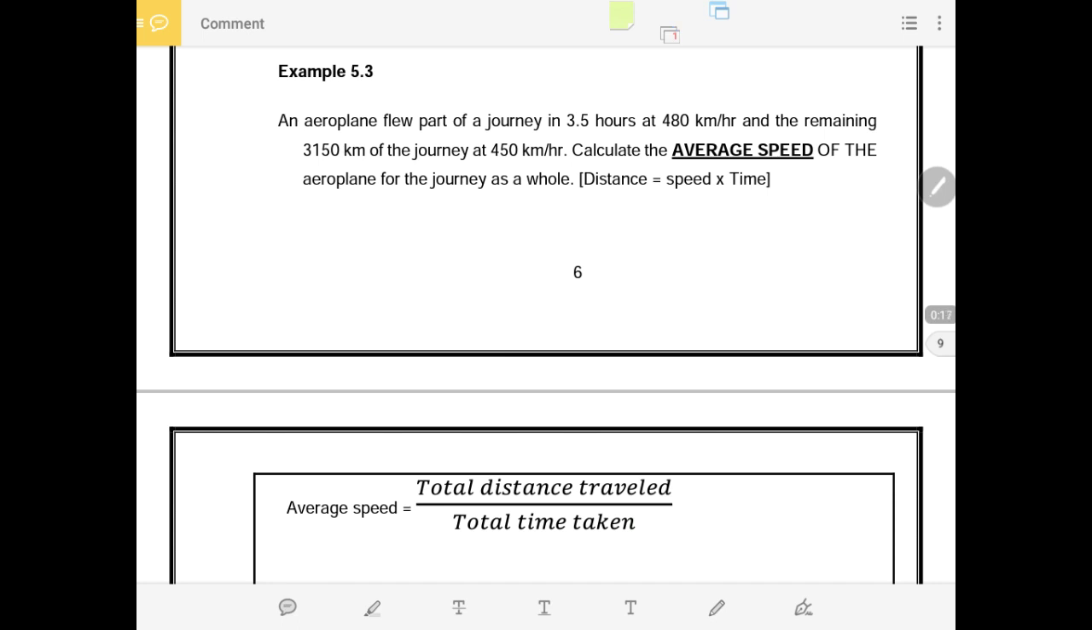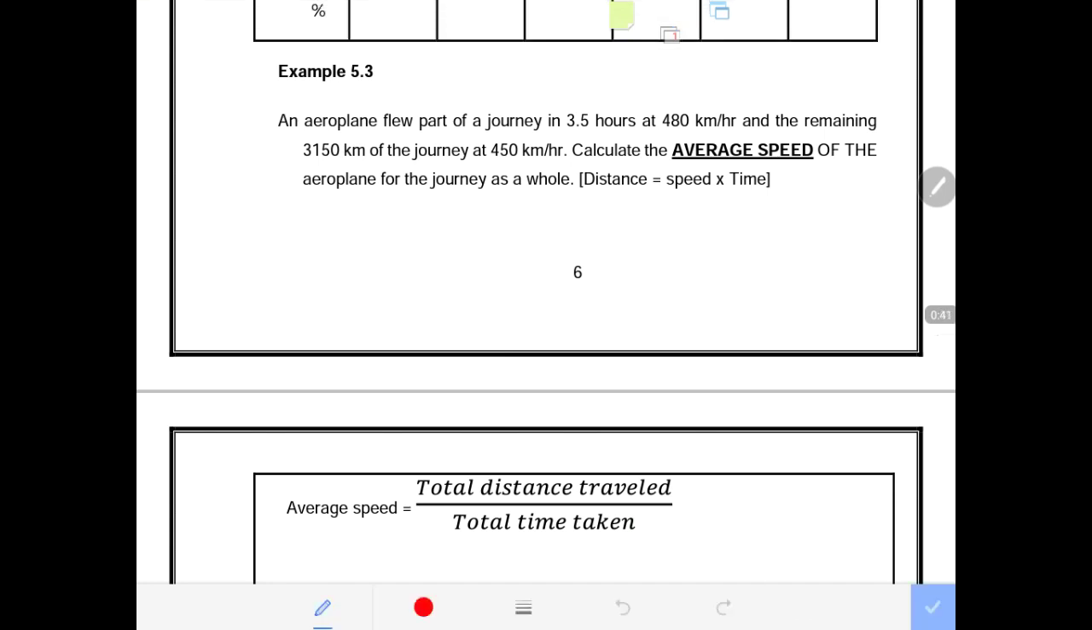Example 5.3 is exactly where we are. It says an aeroplane flew part of a journey in 3.5 hours at 480 kilometers per hour, and the remaining 3,150 kilometers of the journey at 450 kilometers per hour.